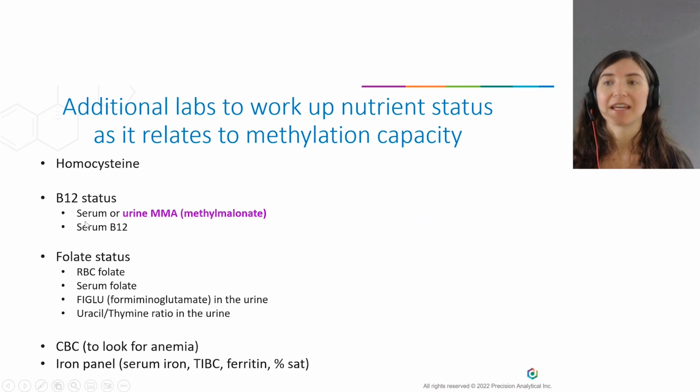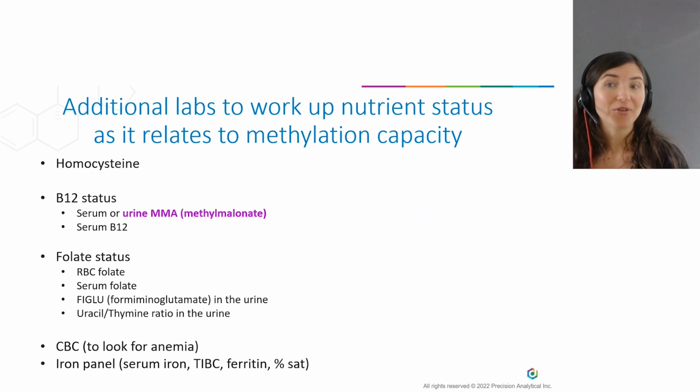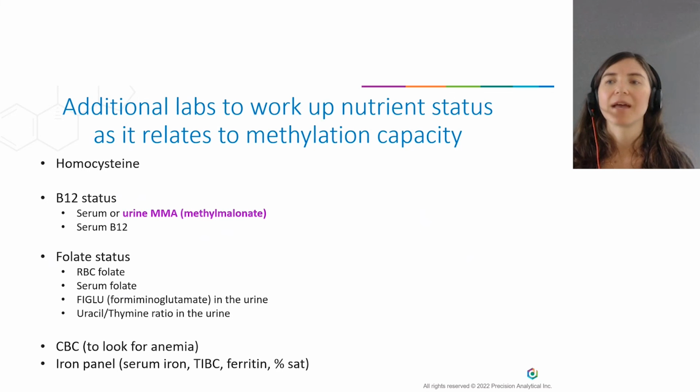B12 status, we can look at serum or urine MMA, methylmalonate. This is a pretty good lab. It's pretty good at telling us if we are low in B12. You can also look at serum B12, but the research says the serum B12 isn't really clinically useful unless it comes back low. If it comes back low, then they've got low B12. But if it comes back normal or high, then you still don't really know about the B12 status in the cell or the activity of the B12. And that's where MMA comes in. That's where MMA is better.